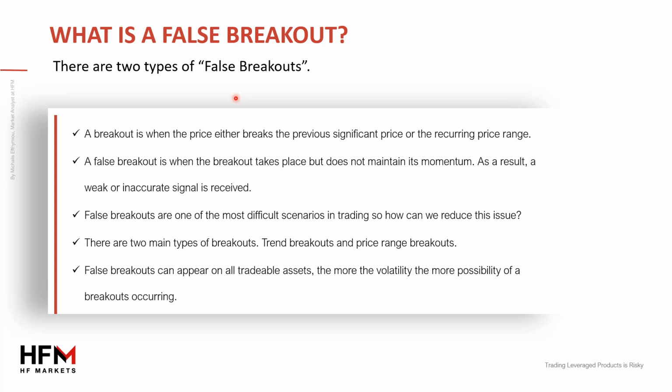So the first thing to know is there's two types of false breakouts. A breakout is when the price is either going to break out of a previous significant price, or it could be a reoccurring price range. So let's look at this very quickly, ladies and gentlemen. I'm going to draw a diagram, but then we will look at real examples as well. So what do we mean by previous significant prices?